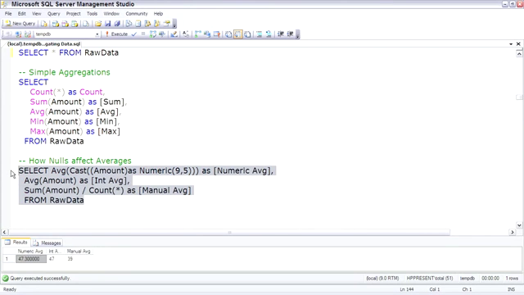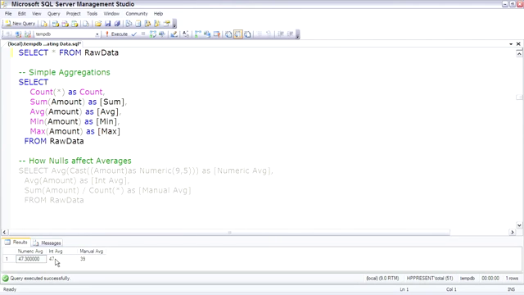And if we execute this, you'll see the difference dramatically. The first one gives us more precision at 47.3. The second one is just an integer amount. And if we include those additional rows that have nulls, the average drops down to 39. So you need to be aware of how nulls affect averages when you're performing aggregate functions.